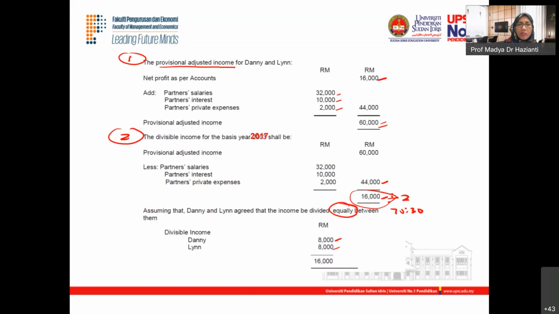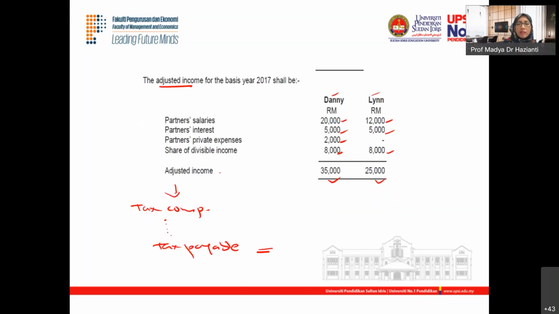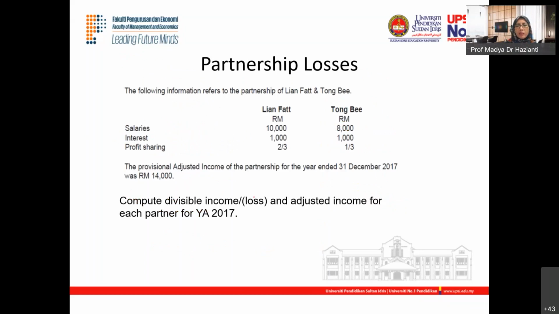So look at this format tadi. Okay, kita nak kira now you're given the provisional adjusted income lah. Terus dapat this figure. Right, I want you to compute divisible income ataupun loss and also adjusted income for each partner for year assessment 2017. Okay, you can refer to the previous slide untuk question. Okay, I give you 5 minutes to compute.